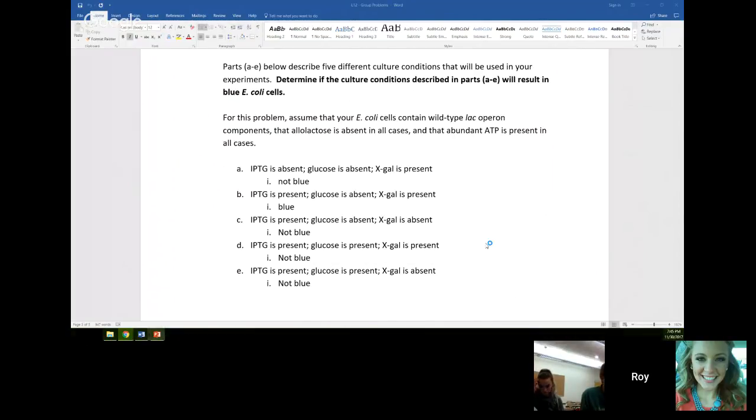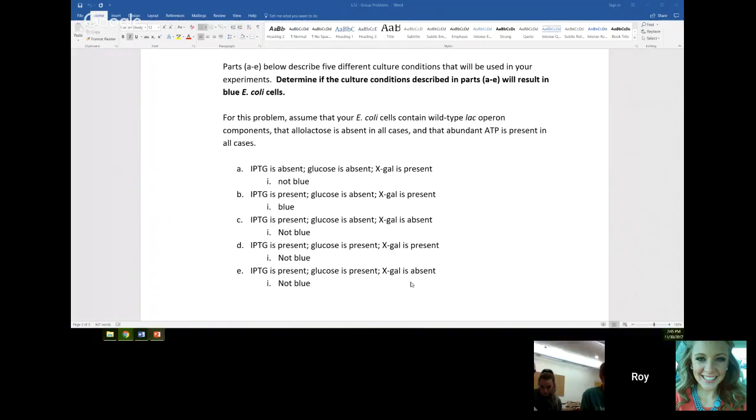For D, because glucose is present in this one, the lac operon will not be expressed, and there will be no beta-galactosidase to metabolize the X-gal, so the cell will not be blue. And then the last one is basically the same problem. There's glucose present, so the operon will not be expressed, and no beta-galactosidase will be made. But there's also no X-gal in the first place, so even if there was no glucose, the X-gal would not be metabolized, so it remains not blue.